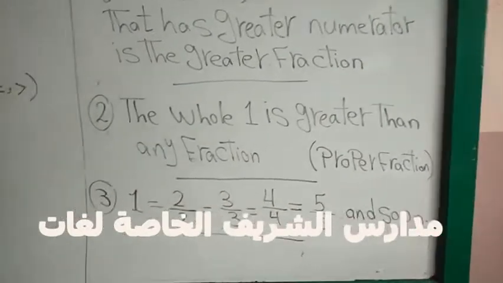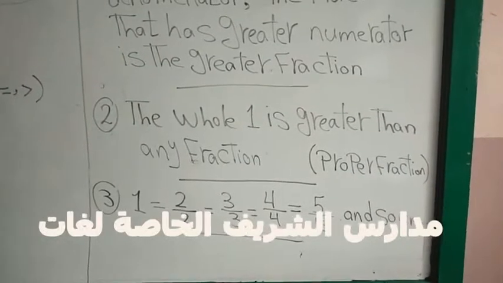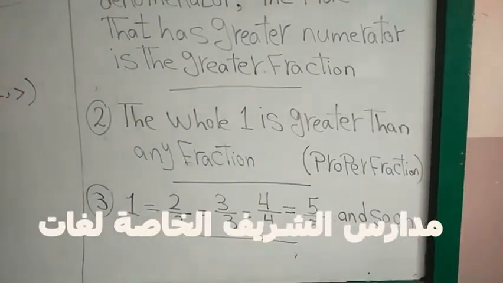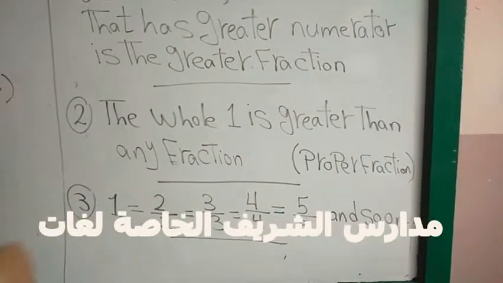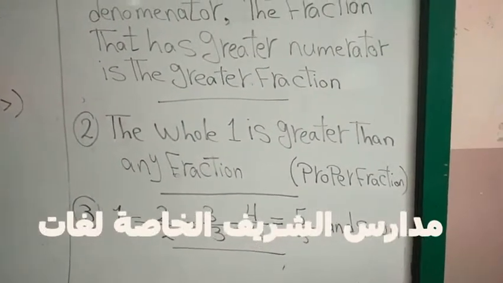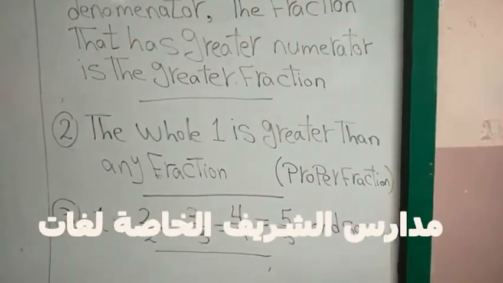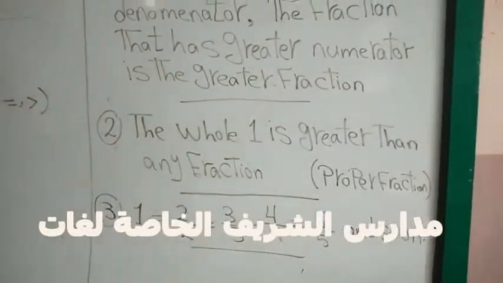And we can remember that 1 equals any number divided by the same number. 1 equals 2 halves, or 2/2, equals 3 divided by 3, or 3/3, equals 4/4, or 4 divided by 4, and 1 equals 5/5, or 5 divided by 5, and so on.